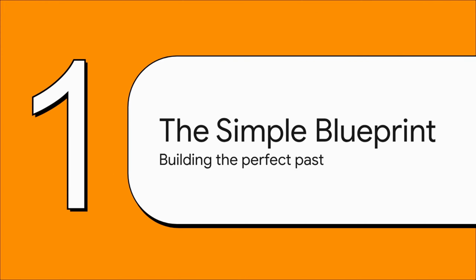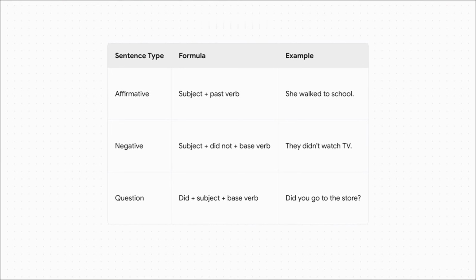Okay, so how do we actually build it? I promise it's way easier than you might think. There's a simple little blueprint you can follow to get this right every single time. The structure is just beautifully simple. For a positive statement, it's just the subject plus the past verb. She walked to school. See? Nice and easy. But for negative statements and questions, well, we need a little bit of help.